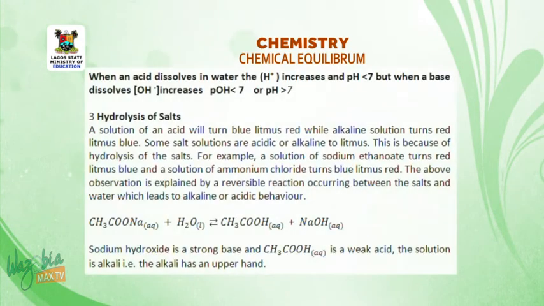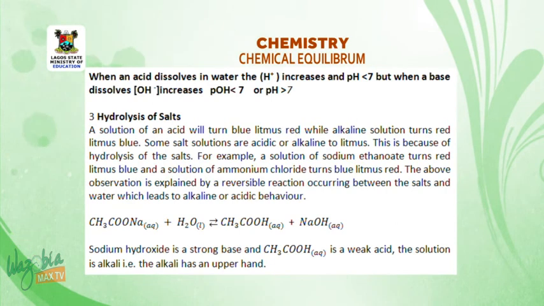Now, when an acid dissolves in water, hydrogen ion concentration increases and pH is less than 7. But when a base dissolves, OH- concentration increases, that is the pOH is less than 7 or pH is greater than 7.